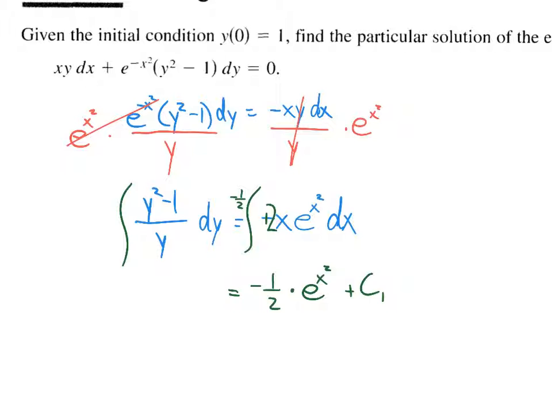On the left hand side, don't forget you can separate, since the denominator is a monomial, we're going to separate that into y squared over y, which is just y. So the integral of y squared over y is y squared over 2. And then the other one is a minus 1 over y. So minus the integral of 1 over y is ln of y.